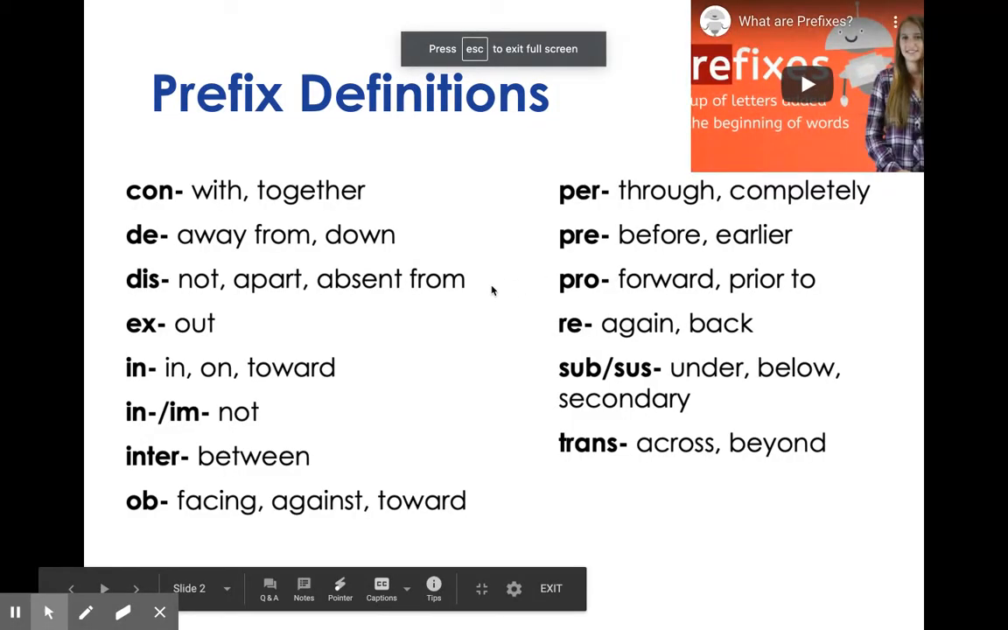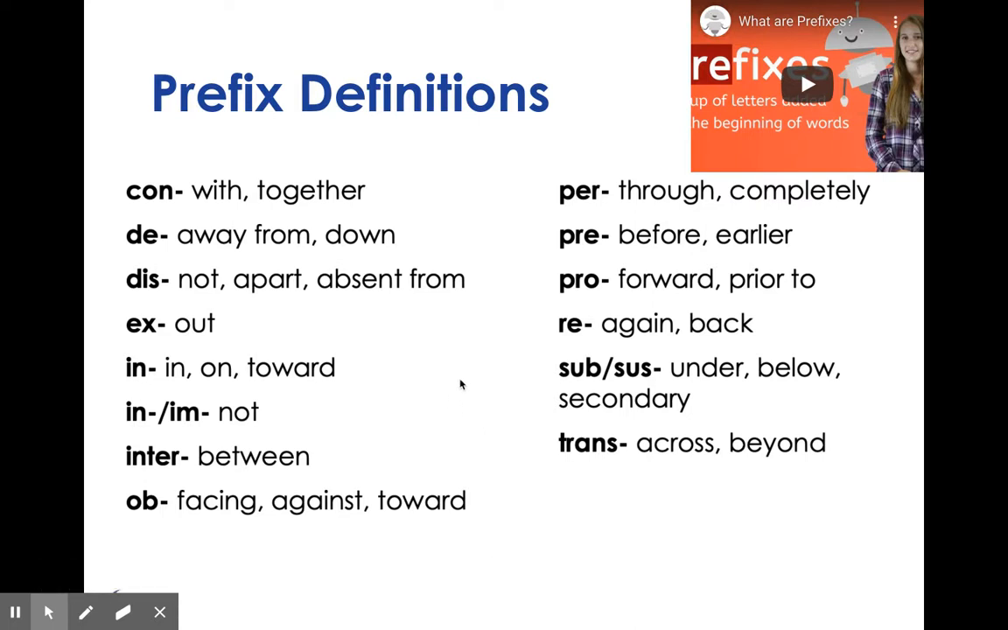All right, so now we are moving on to our prefixes. And here are plenty of prefixes to look at. Today we're going to be focusing on just a few of these. One of them is in, and that could mean in, on, or toward. Or in, meaning not. We also have re being used, which means again and back. And then de is also being used, and that means away from or down.